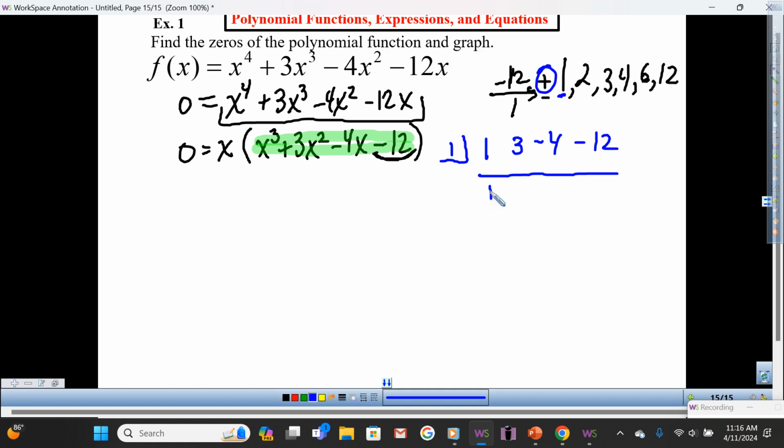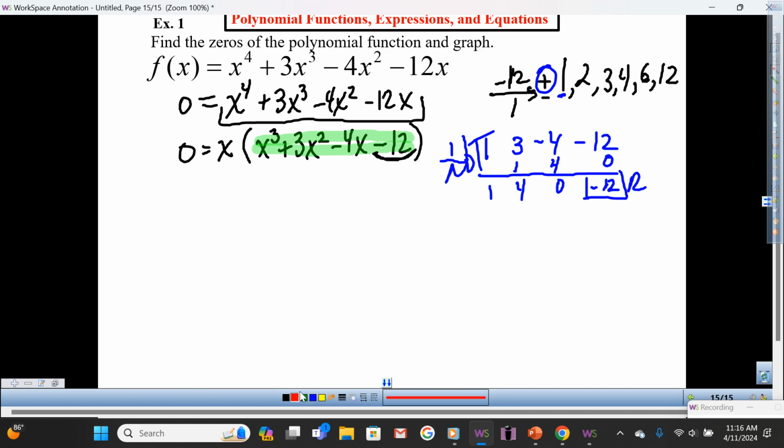Here we go. It's going to go pretty fast. What is 1 times 1? 1. It goes right above. Combine, that is 4. What is 1 times 4? 4. It goes right above. Combine, that's 0. What is 1 times 0? 0. We're left with negative 12.